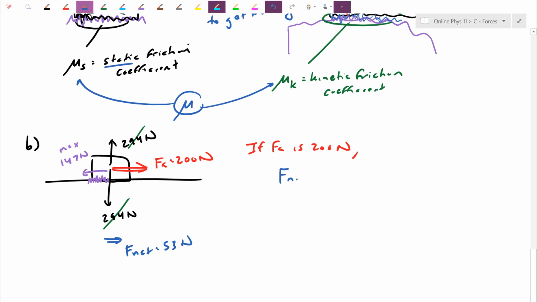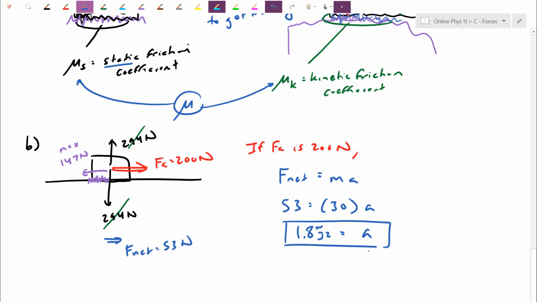Once you have that net force, we can use Newton's second law. Only after you've calculated that do you use this formula. If I have a net force of 53, here comes my mass again. Mass is 30 kilograms. What's my acceleration? As I drag this object to the right, I overcome friction, and now this block accelerates at 1.8 meters per second squared.